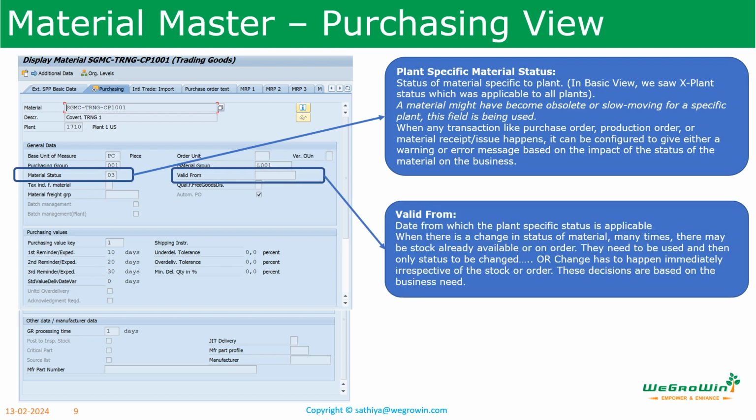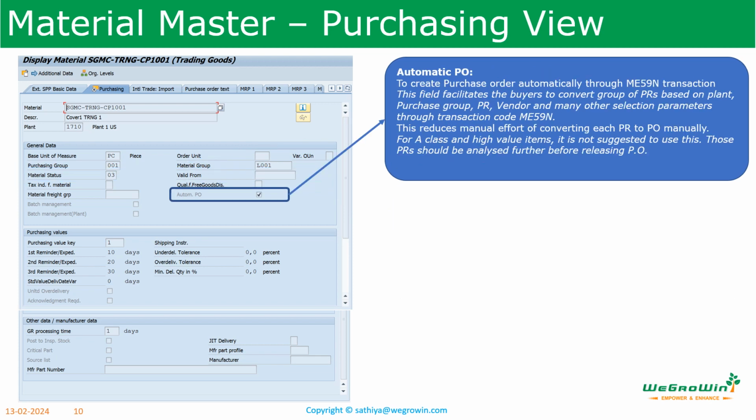And then valid from: this particular status is valid from which date, that can be updated here, because any decision we are taking may not be applicable immediately. We have to wait for the material stock to be depleted, or some changeover has to happen, or a technical drawing design has to change. It depends on various things, and the status may change. So we have the option to enter the date from which the status is applicable.